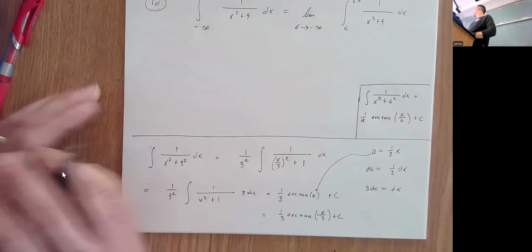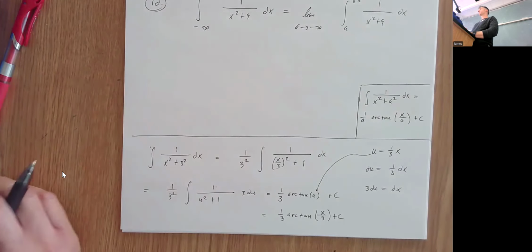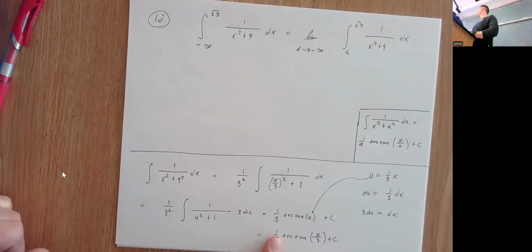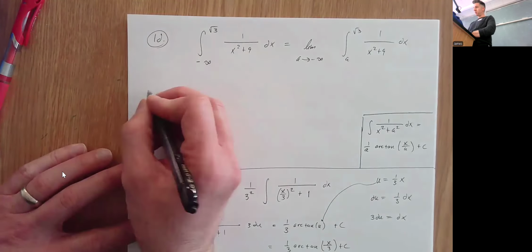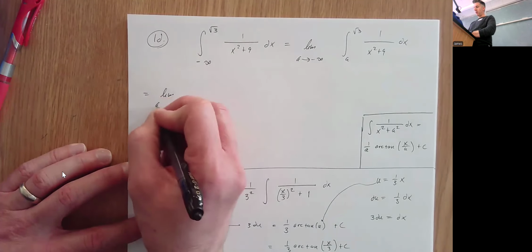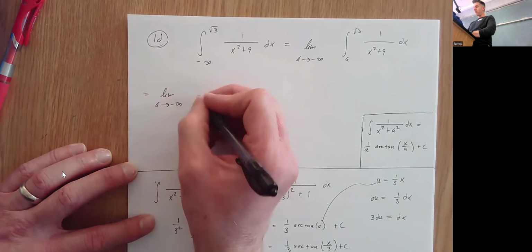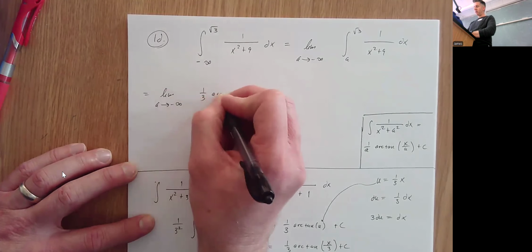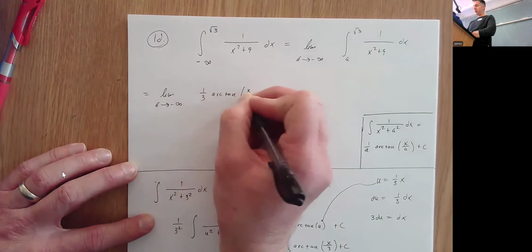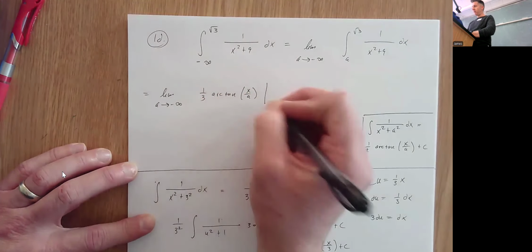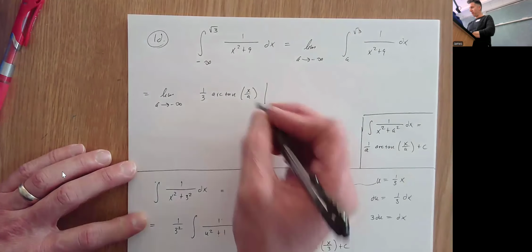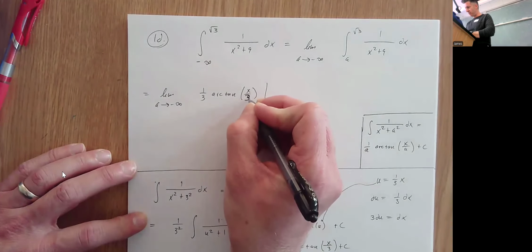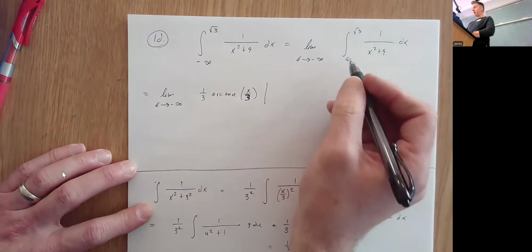So fun fact, there you go. So then we can deal with this. This is going to be the limit as a approaches negative infinity of 1/3 the arc tangent of x divided by 3, sorry, I was going back to my formula there. Apologies. x divided by 3, from a to √3.